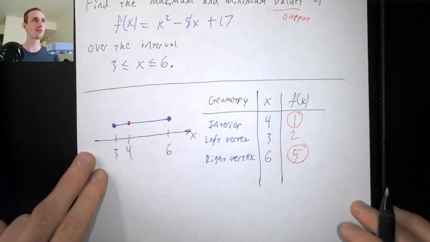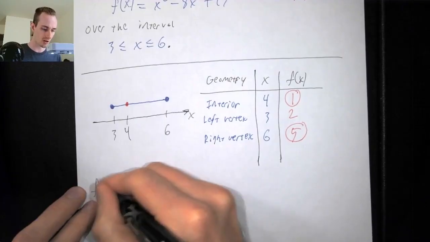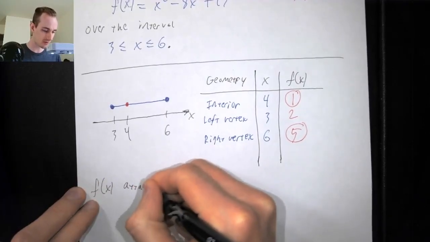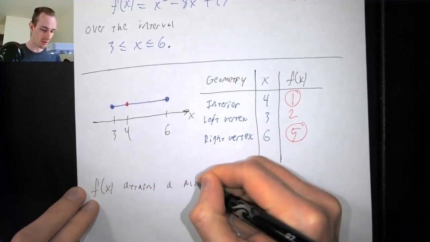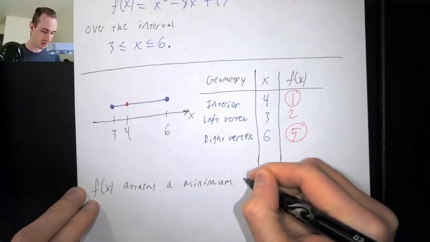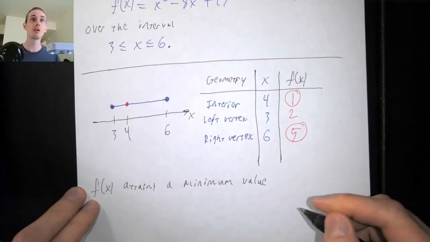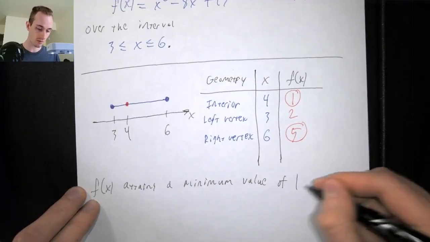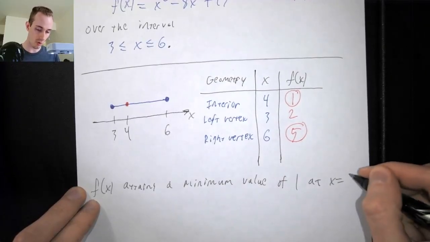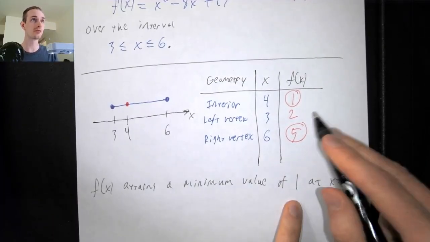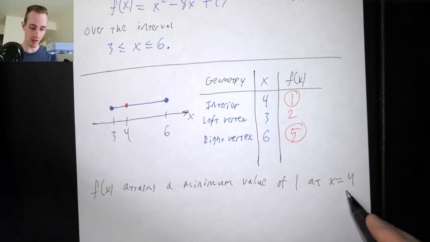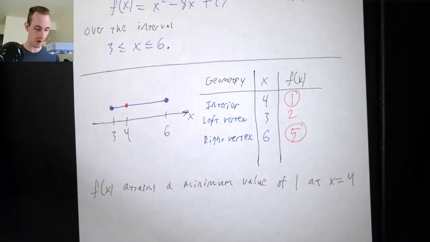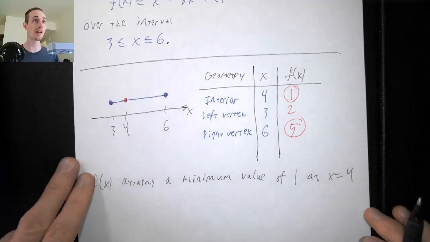You can say it kind of however you want here. I like to say it in a very specific way. I'll say f of x attains a minimum value of 1 at x equals 4 in our case. So the value itself is 1, that's an output value, and the input that got that value was 4. So f of x attains a minimum value of 1 at x equals 4.